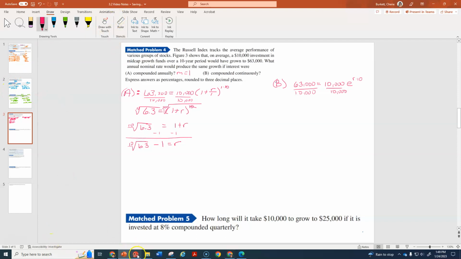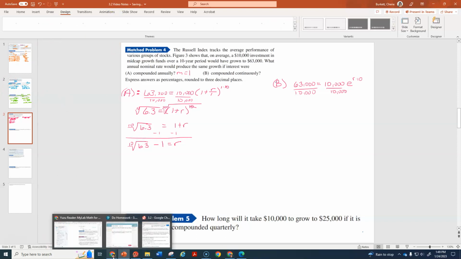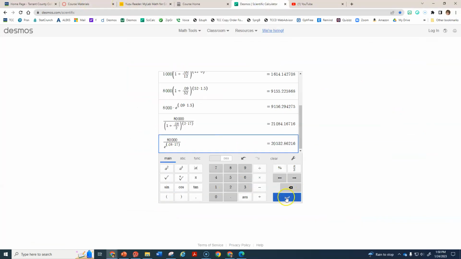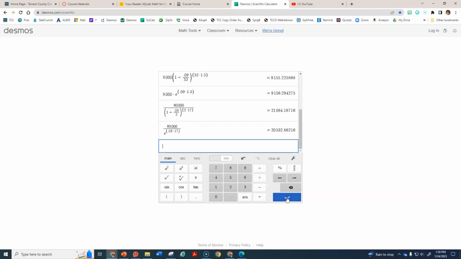So I'm now going to run over here to my calculator. And I'm going to do the 10th root. So I need this button right here. And they want me to put the 10 right here, the 10th root of 6.3. That number goes inside. I'm going to get out from underneath the radical. Then I'm going to say minus 1. And so there's the decimal value.